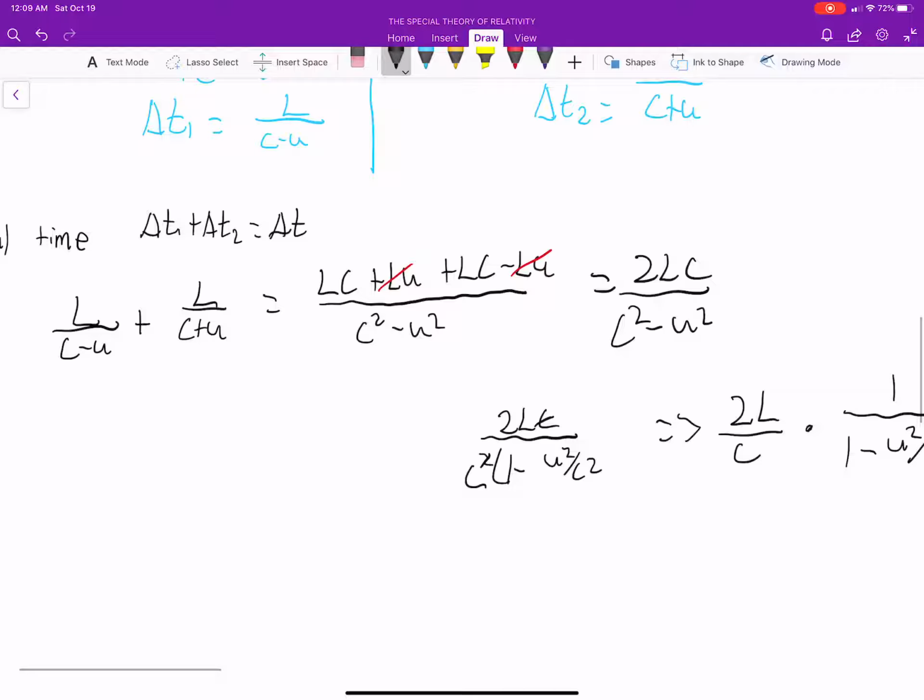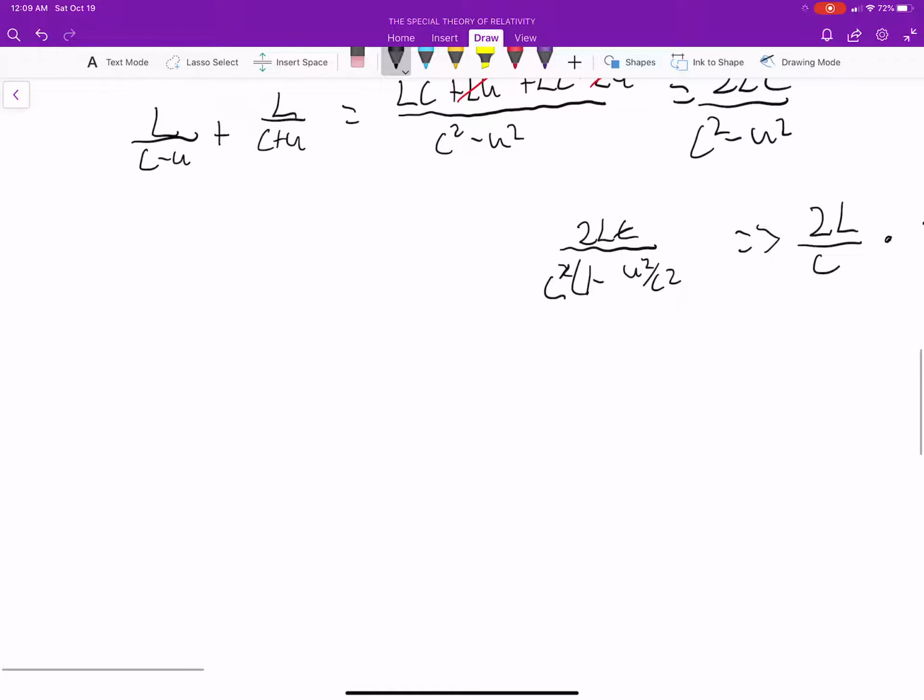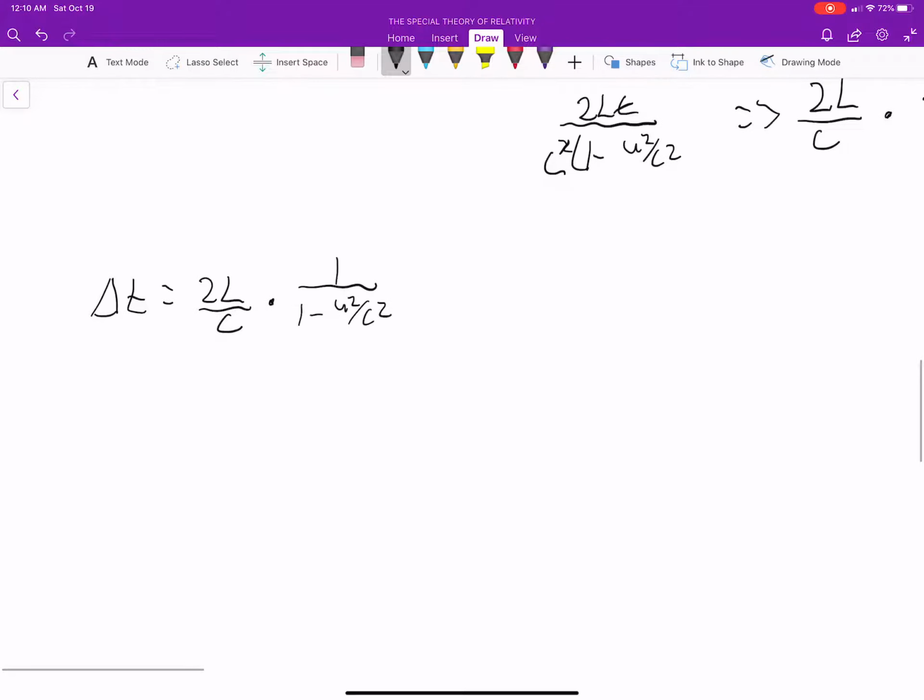Okay. So, coming over here really quick, hopefully that algebra makes decent sense. Delta T is equal to 2L over c times 1 over 1 minus u squared over c squared. Now, this is why it would be helpful to remember the past video, or maybe check it out. Hopefully you remember delta T, when we were working with time dilation, was just delta T naught all over the square root of 1 minus u squared over c squared.